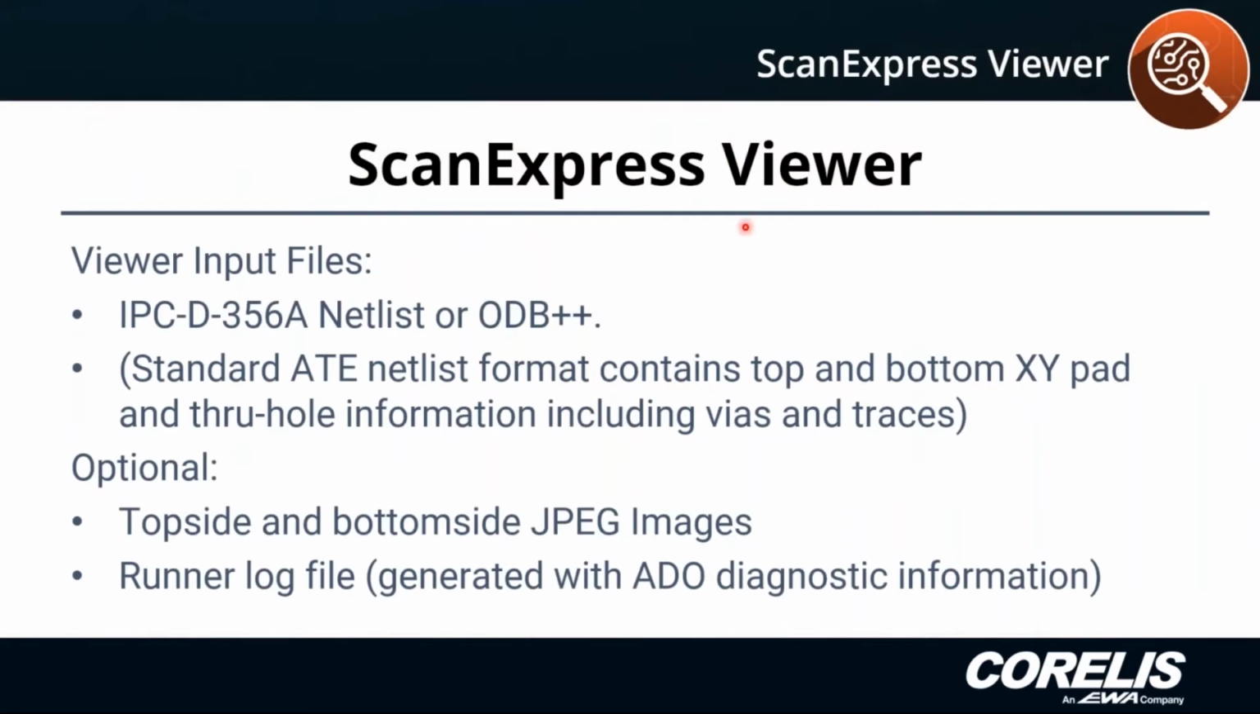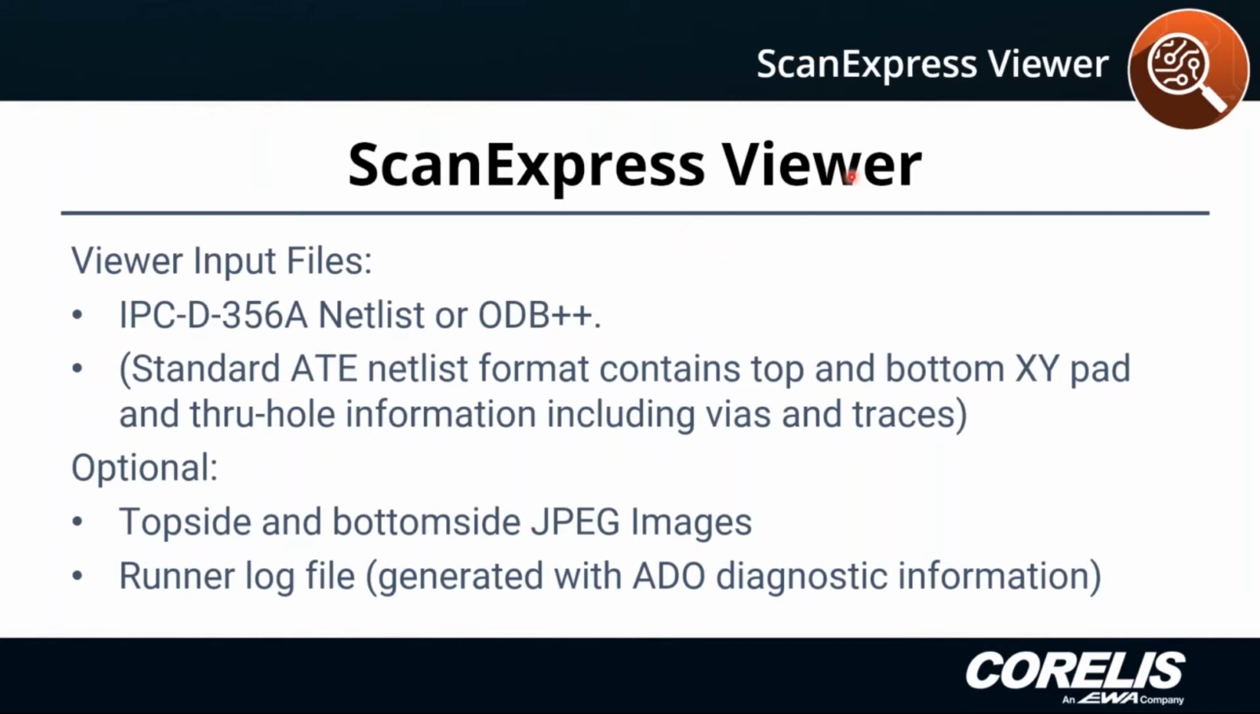ScanExpress Viewer works with ScanExpress Runner and ScanExpress ADO. ScanExpress Viewer uses either an IPC-D-356A netlist or an ODB++ file. If you use an ODB++ file, it includes layout information, and we can take advantage of that. So we can show traces if the ODB++ file is used. IPC-D-356 only shows us coordinates of components. It does not show us traces.